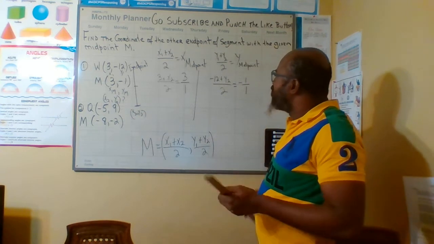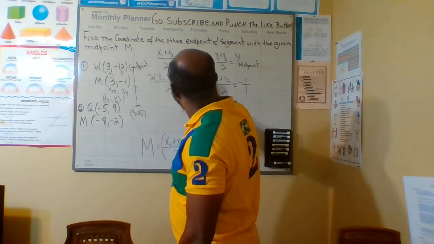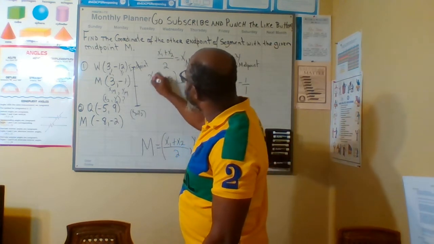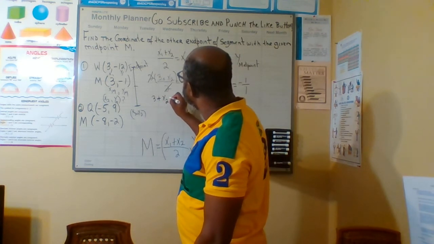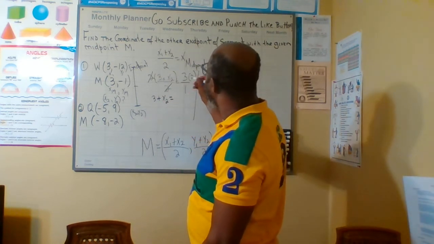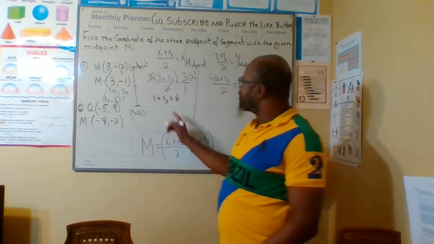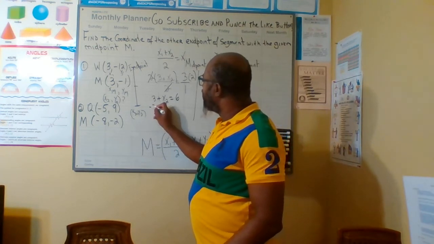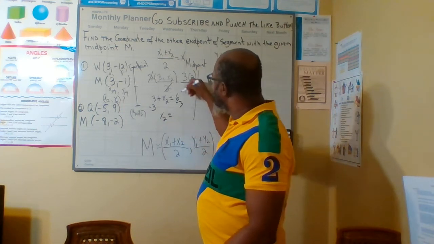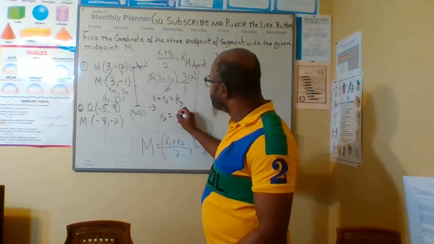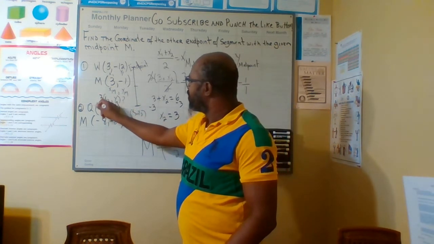Or you multiply both sides by 2. So if I multiply this side by 2, I have to multiply this side by 2. This 2 will cancel with that 2. I will have 3 plus x2, and 3 times 2 is 6. Now I have to solve for x2. In order to solve for x2, I need to get rid of that 3. I'm going to subtract 3 on each side. So my x2 is 6 take away 3, which is 3. This is what I was looking for. This will be a 3.